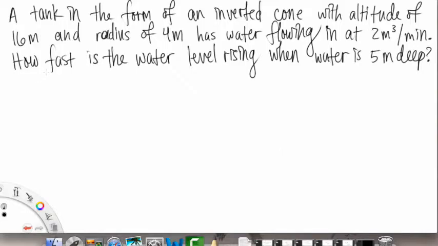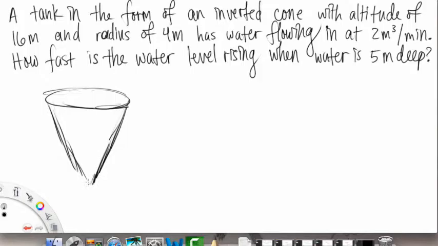So the first thing, of course, because this is a related rate, is we're going to draw a picture. All right, so this says a tank in the form of an inverted cone, so that means upside down, like a cone, like a funnel sort of. So here's our cone, something like that, okay, something looking to this effect, and then we have the radius.